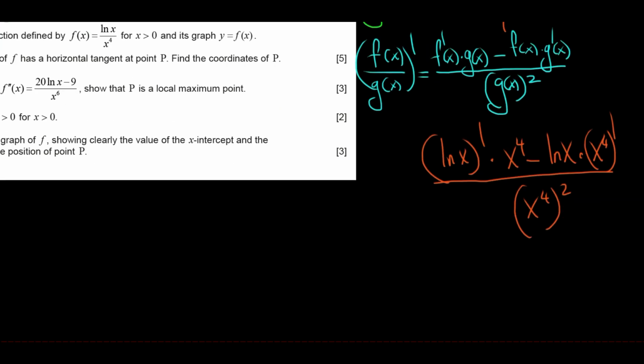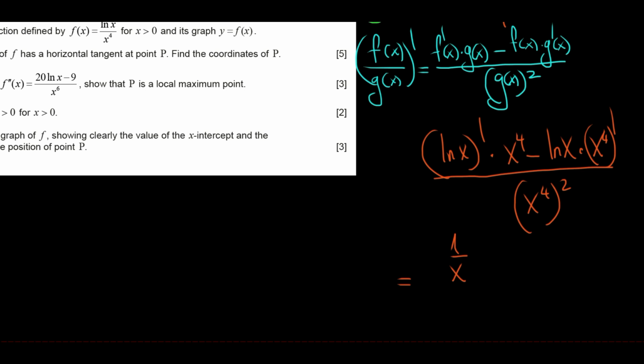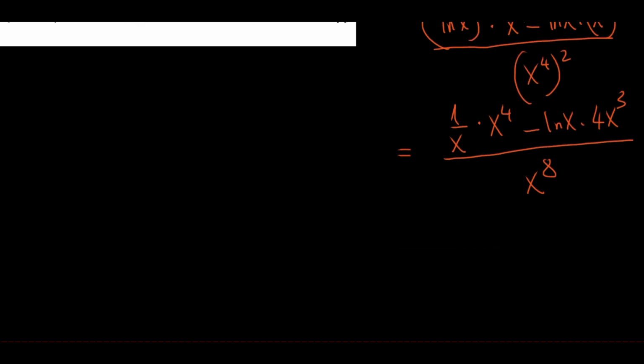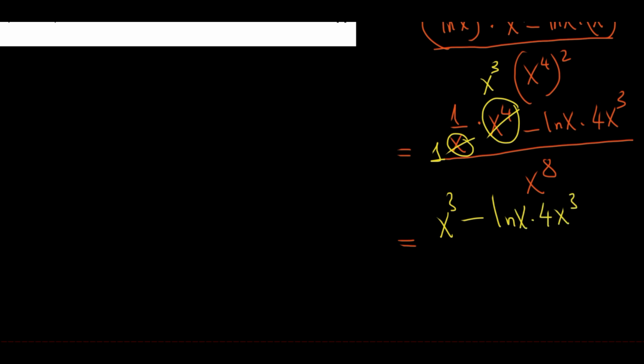Let's continue. Ln x derivative is 1 over x, times x to the power 4, minus ln x times x to the power 4 derivative, which is just 4x cubed, over x to the power 4 times 2, which is 8. Let's do some simplifications. We're going to have here x to the 4 and x. We can simplify by x. We have 1 here and x cubed over there. So now we have x cubed minus ln x times 4x cubed over x to the power 8.